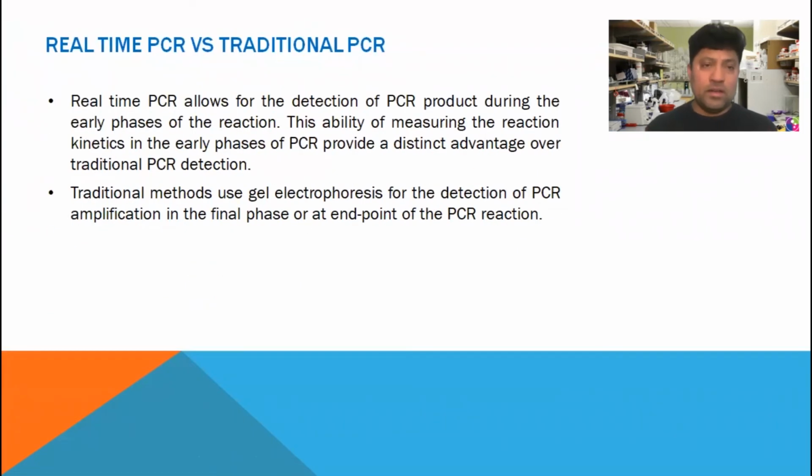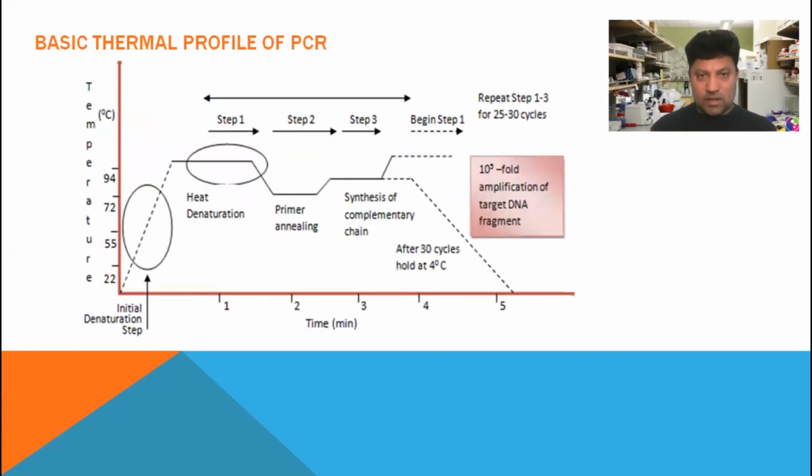Now, for real-time PCR versus traditional PCR, we are going to compare these two different models. Real-time PCR allows for the detection of the PCR product during the early phase of the reaction. This ability of measuring the reaction kinetics in the early phase of PCR provides a distinct advantage over traditional PCR detection. The traditional method uses gel electrophoresis for the detection of PCR amplification in the final phase, or at the end point of the PCR reaction.